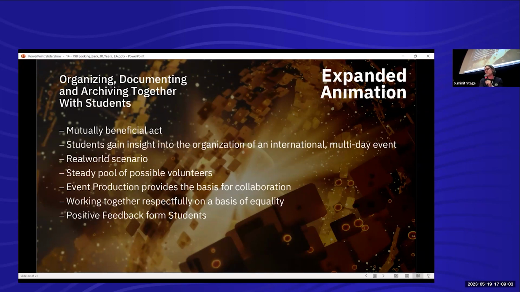So to sum up, the students benefit in 2 ways. They get insight into current positions in expanded animation, and they learn how to do production.